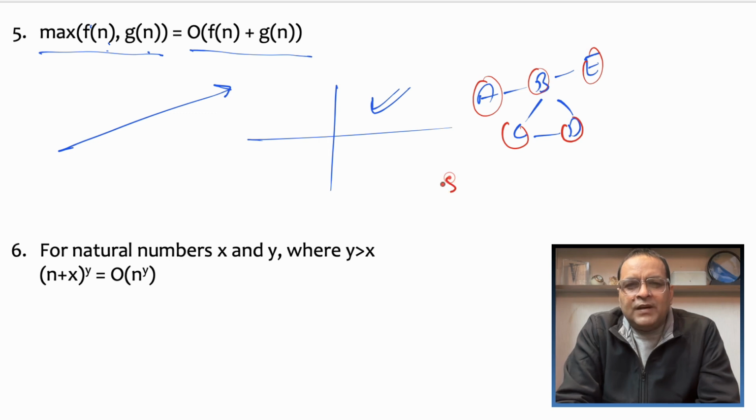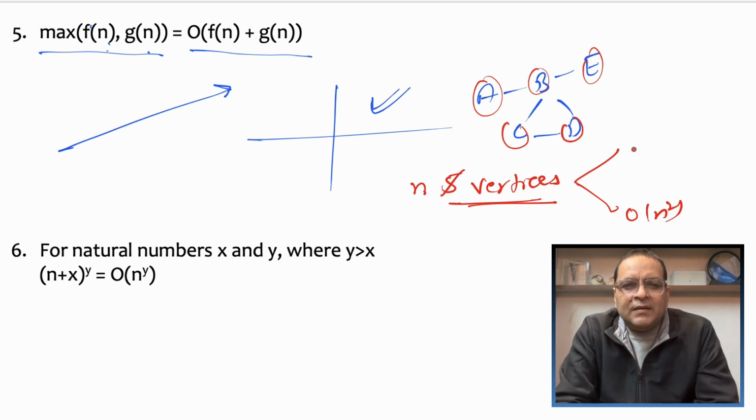So there are 5 vertices in the graph. If a graph has n vertices, then the maximum number of edges in the graph can be order of n square. And obviously the minimum number of edges can be 0. So the minimum number of edges in a graph is order of 1 and the maximum number of edges in a graph can be order of n square.